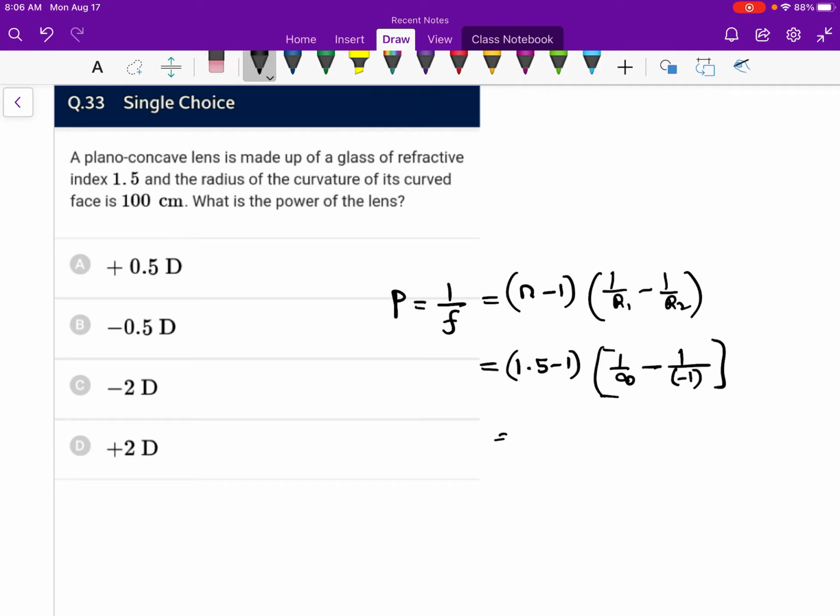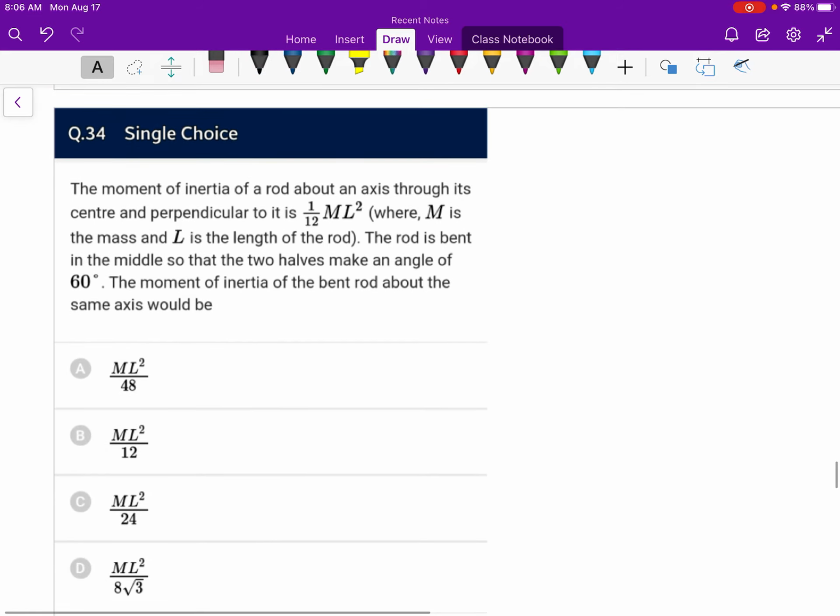Oh, I have drawn it wrong. This is plano concave lens. So here it should be plus 1. Okay, so 0.5 into 1. So that is 1 by 2. So 0.5 minus 0.5, minus 0.5 diopter. So B is the correct option.